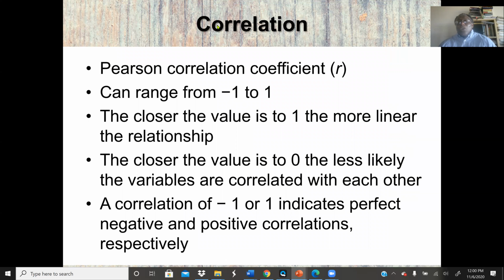So as we said earlier, the correlation values are between -1 and +1. When the value is close to +1, it means we have an increasing linear relationship. When it's close to 0, it means we have nothing. It's less likely the variables are correlated. There's no relationship. Then if it's -1, it indicates perfect negative correlation. And +1 means perfect positive correlation.